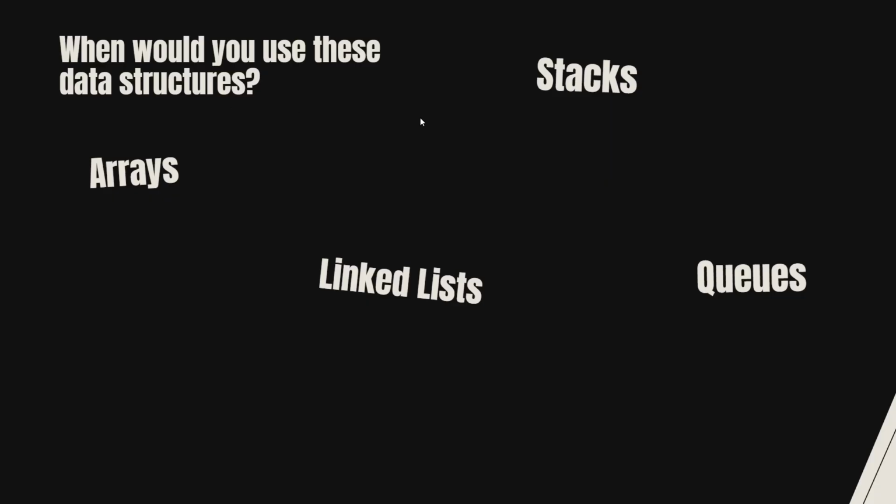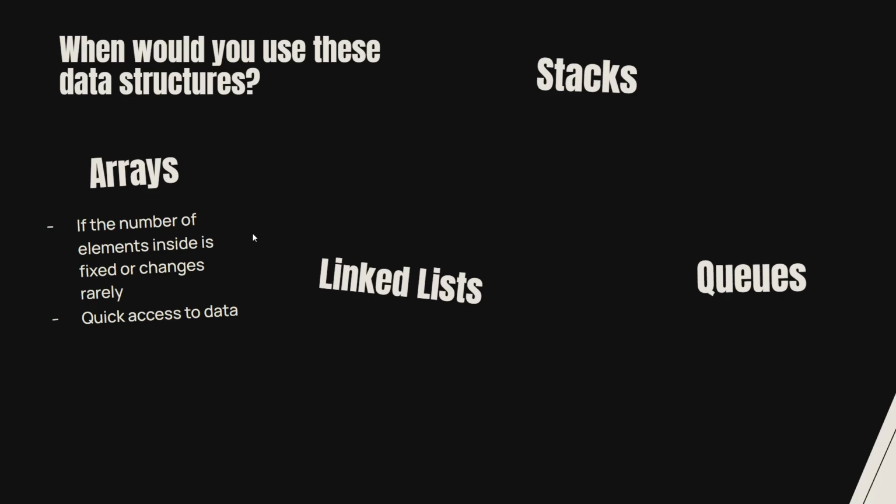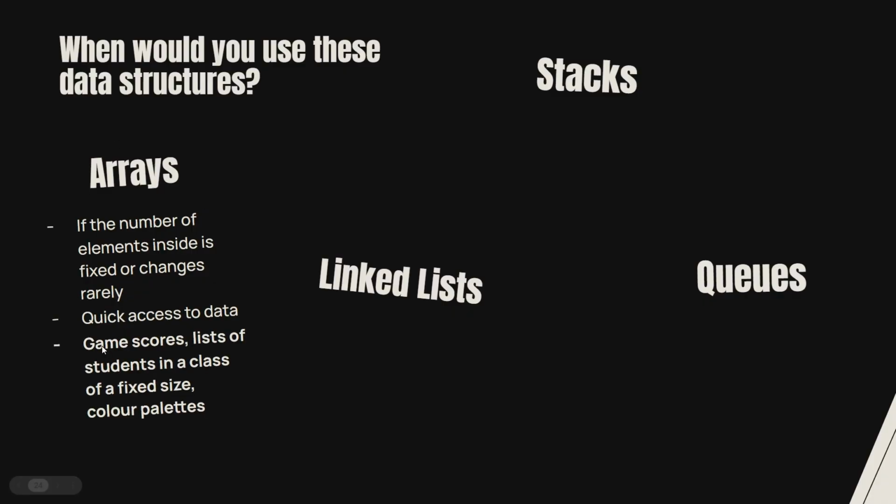Where we use these cool data structures. With arrays, you'd use these if you know the number of items that you want to hold on to, and that number does not change. It is fixed. Arrays have the value of quick access to data. Anywhere inside of the array, you can easily choose that index and pull out a value. Practical examples: a list of game scores, a list of students in a class of fixed size, or even just a list of color palettes, you can hold inside of an array.